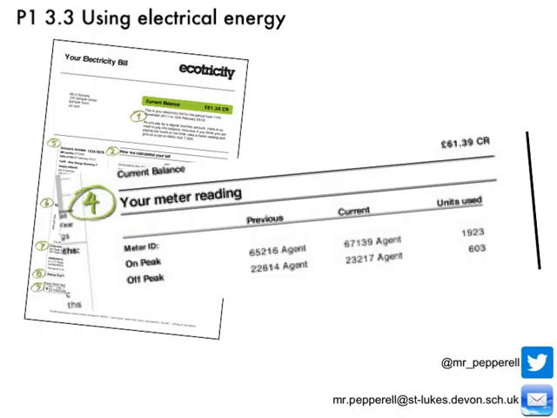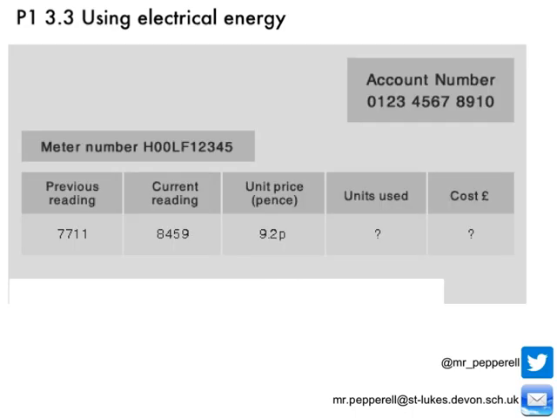Then 3 months later he comes back and he checks it again, and he writes a second number down here, so we've got 67139. And what he does is he takes his first reading away from his second reading, and the difference is the number of kilowatt hours you've used. Sometimes on your bill it says units instead of kilowatt hours, but they actually mean the same thing. So he works out the number of units or the number of kilowatt hours you've used on your bill.